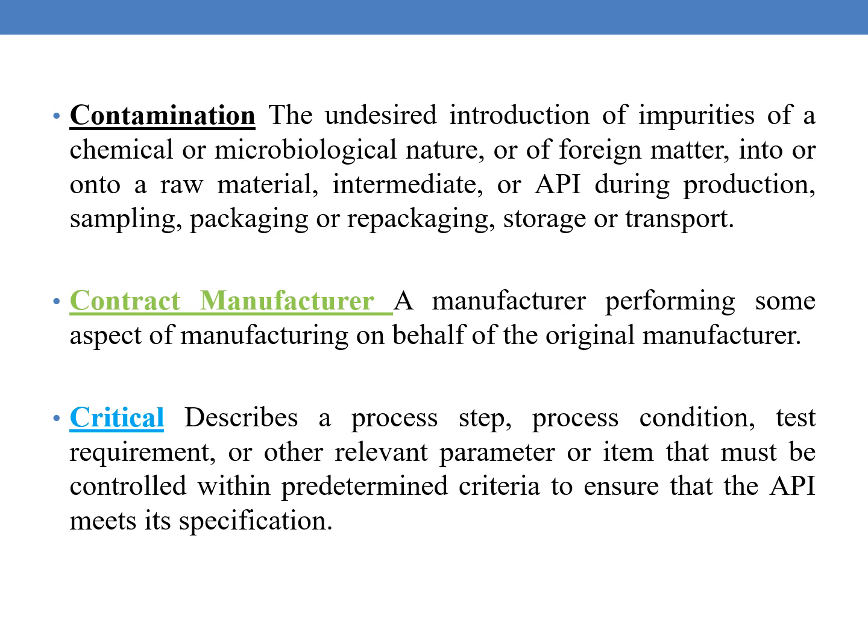What is critical? Critical describes a process step, process condition, test requirement or other relevant parameter or item that must be controlled within predetermined criteria to ensure that the API meets its specification.